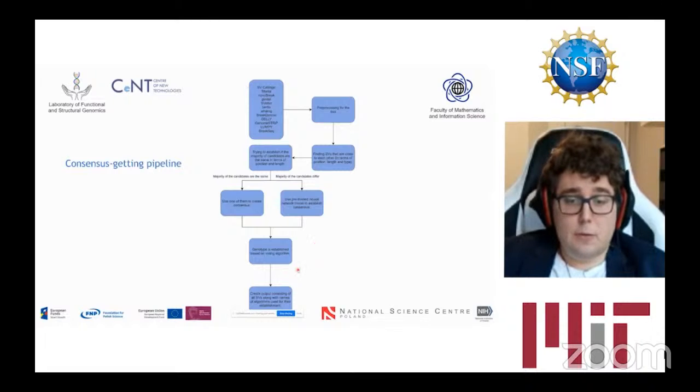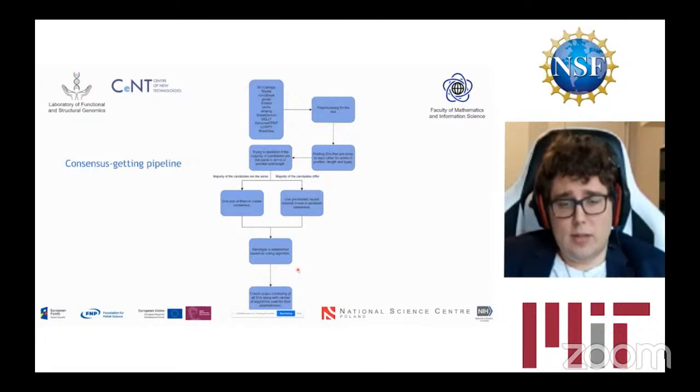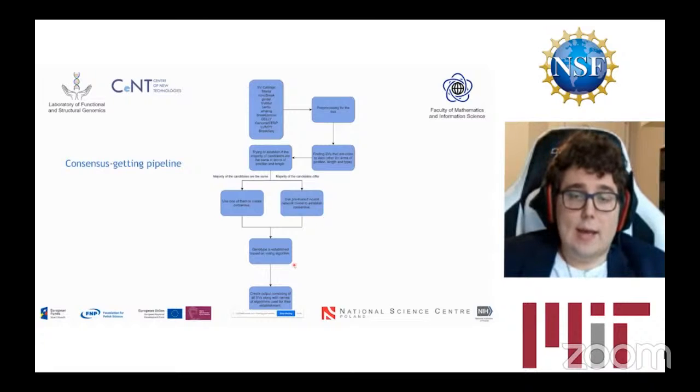Well, the final step is, of course, creating the VCF file with the consensus. We also add to the info field the names of the algorithms that were used to establish this one line, I mean, this one structural variant, and they are simply taken from the candidates that were used for establishing the consensus.